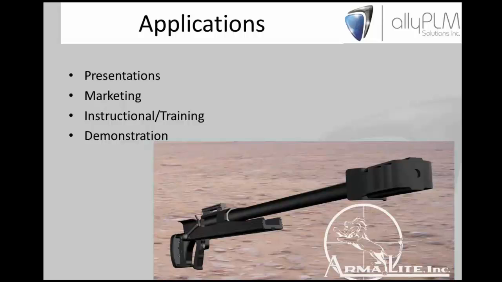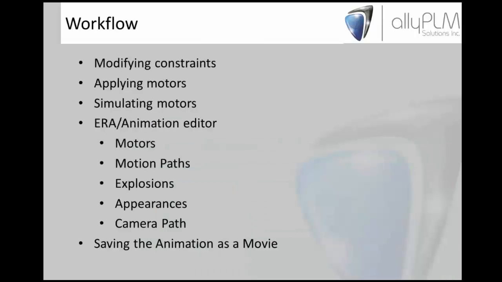Just to cover the workflow for today, I'm going to go over modifying constraints, applying motors, simulating the motors, and then we're going to go over the explode, render, and animate environment and the animation editor in there. We're going to go over the motors, motion paths, explosions, appearances, and camera path. And then we're going to go over how to save that animation out as a movie so you can use it later.